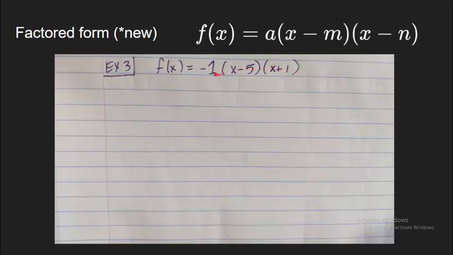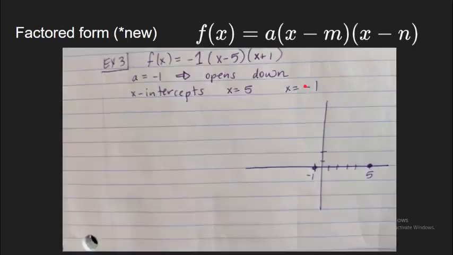Okay, so obviously it's going to open down. A equals -1. What makes this equal to 0? If I set y equal to 0, or f of x equals 0, then I know either x minus 5 is 0, so I'm going to have x equals 5, or x plus 1 is 0, which means that x equals -1. So there we go. It's going to open down. I'm going to have these two x-intercepts, x equals 5 and x equals -1.